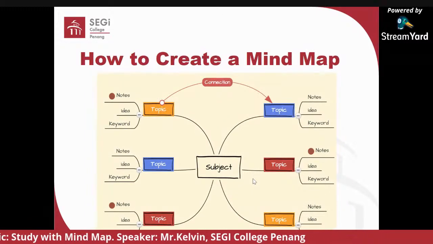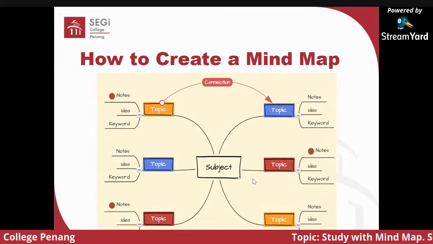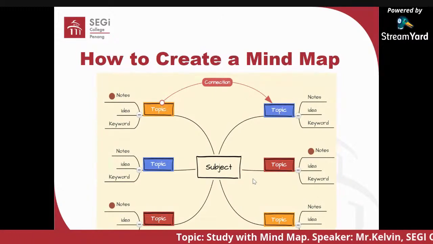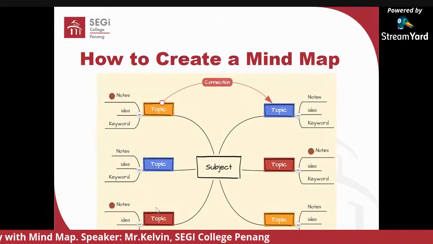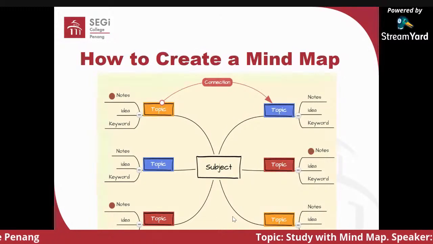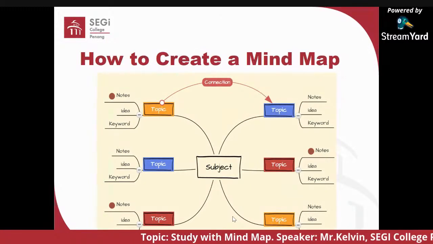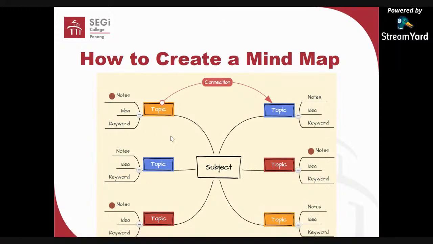Okay, maybe I just pointed out one of the subjects that I will show you later, which is statistics. So in here, you can put statistics, then you can put some topics, for example, types of statistics, mean, average, and so on. So you can put down your notes, your ideas, and your keywords. Here, you can also build connections between the 2 topics. Using this mind map, you can see it in one shot.